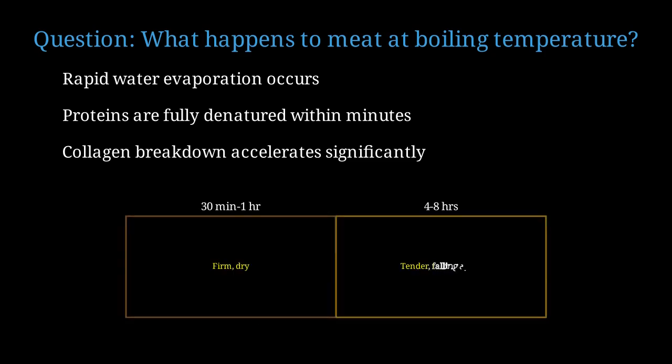This diagram compares meat cooked at 100 degrees for short versus long periods. Short cooking produces firm, dry meat. Long cooking, despite continued water loss, produces tender meat as collagen fully breaks down.